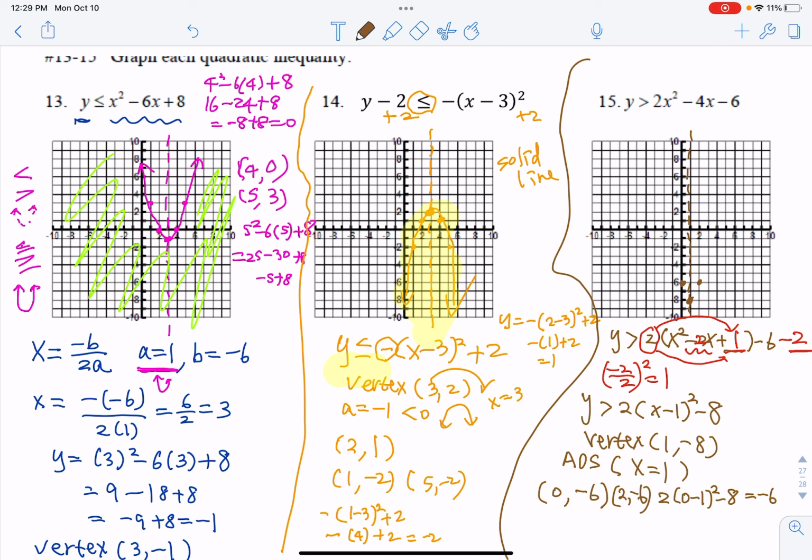And then maybe plug in negative 1. So 2 times negative 1 minus 1 squared minus 8. Negative 2 squared, which is 4, times 2, 8. 8 minus 8 will be 0. So it will be negative 1, 0, which means you have another point at 3, 0 as a reflecting point.